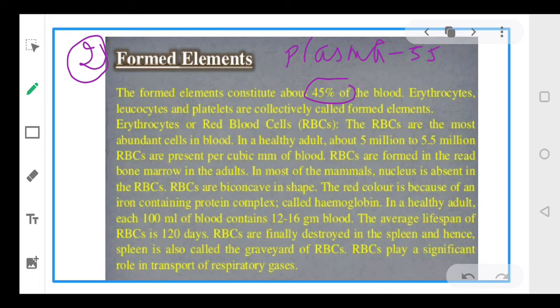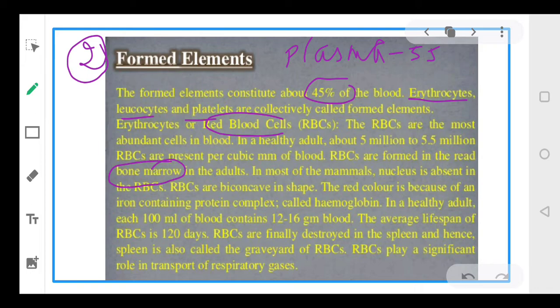Now in this, there are different kinds of cells present: erythrocytes, leukocytes, and platelets, and these three are collectively called formed elements. Erythrocytes are also called RBC, that is red blood cells. They are the most abundant cells in our blood, about 5 million to 5.5 million RBCs per cubic millimeter of blood. This much RBC is present in your blood. Clear? And this RBC is formed in the bone marrow.